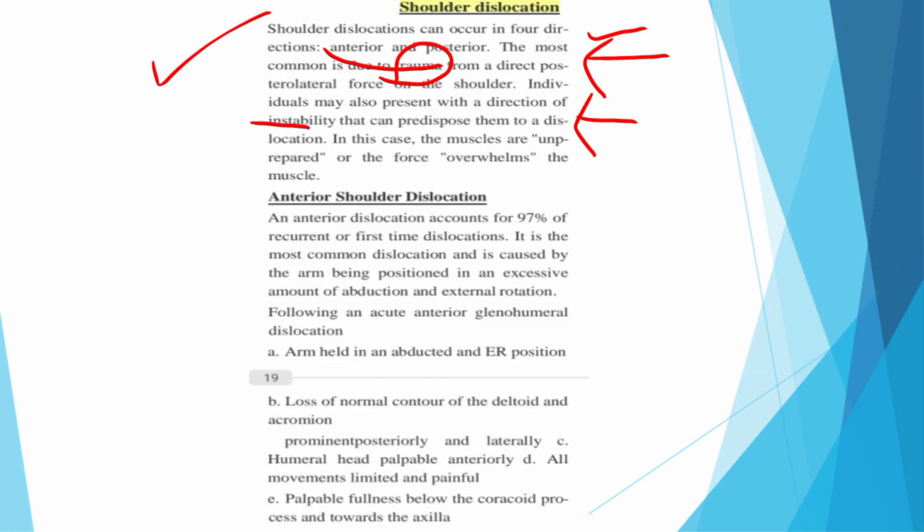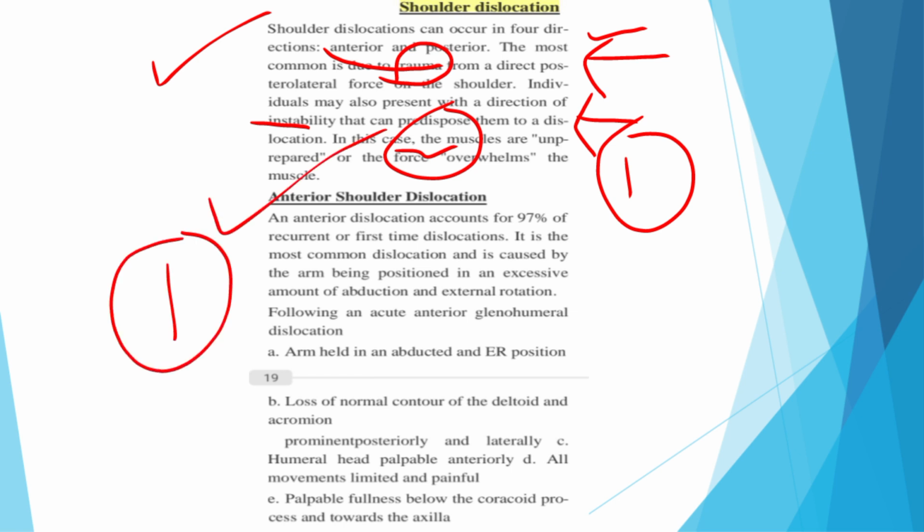In this case, the muscles are unprepared. There are two conditions: first, the muscles may be unprepared, or second, the force overwhelms the muscles. First we will discuss the anterior shoulder dislocation, and second the posterior shoulder dislocation.